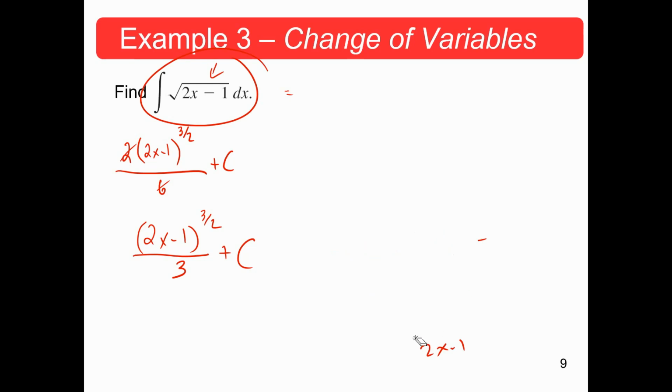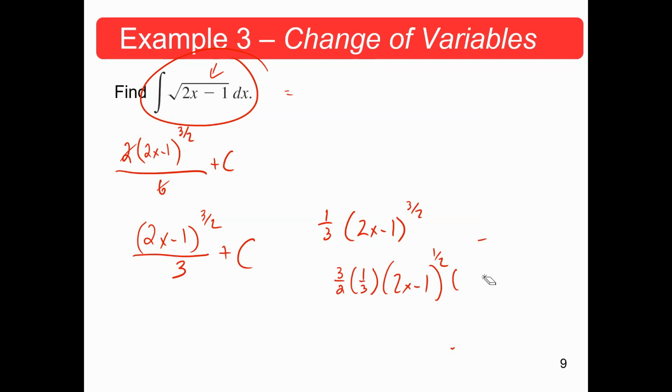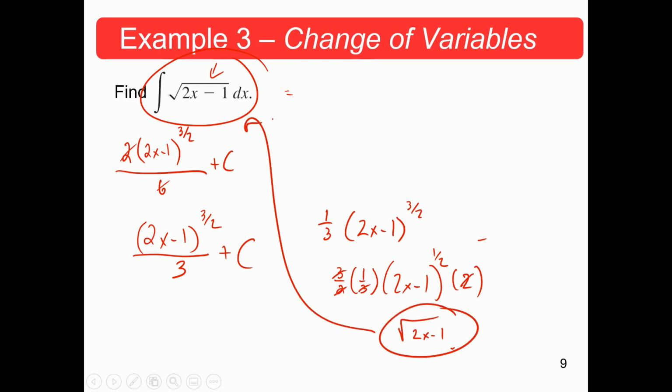Let's do it again. Let's say this is 1/3 (2x minus 1) to the 3/2, right? Bring the 3/2 out front, so we have 3/2 times 1/3. 2x minus 1, decrease that by 1, and then take the derivative of what's inside, which is 2. So the 2 cancels with the 2, the 3 cancels with the 3, and I'm left with the square root of 2x minus 1. So I know I did it right.